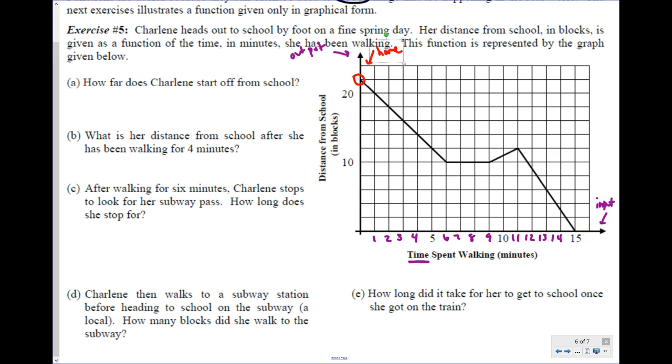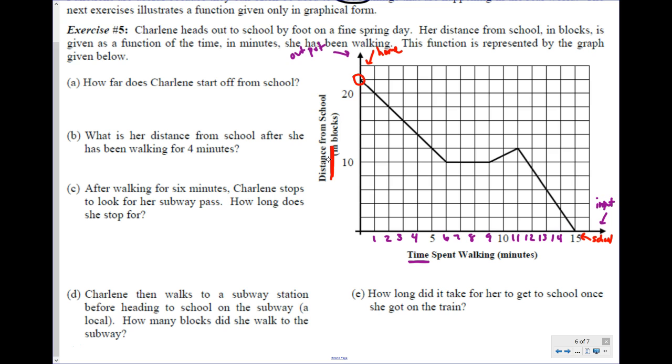This right here is when she gets to school. Because she's 20 blocks away from school, here she's 0. So I'm just looking at this graph and seeing, okay, she's starting 20 blocks away from school, and she's getting closer and closer and closer back to school. So really pay attention to your sides. The bottom is time, and the side is distance.